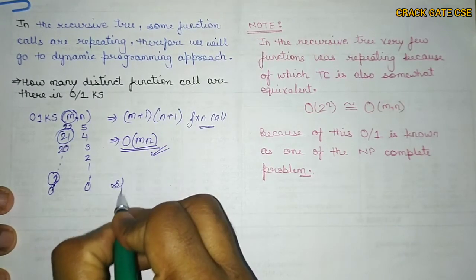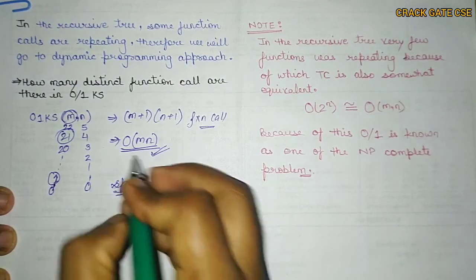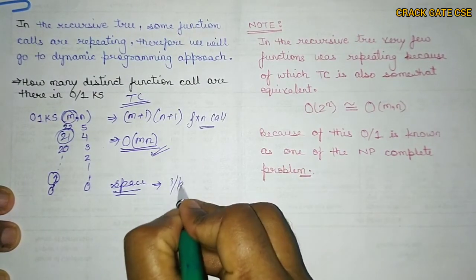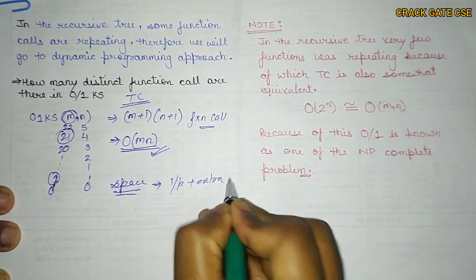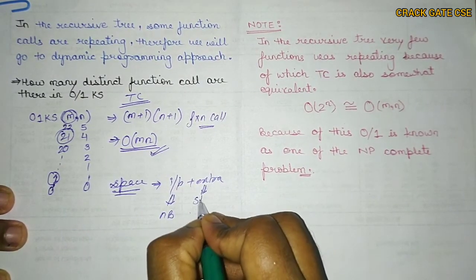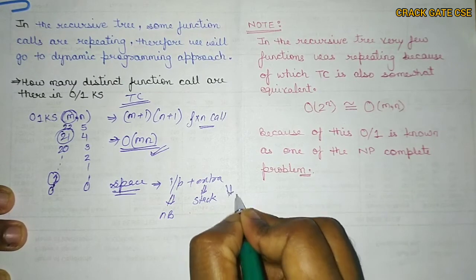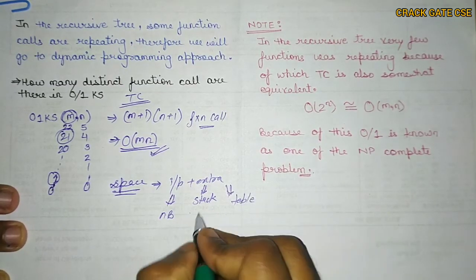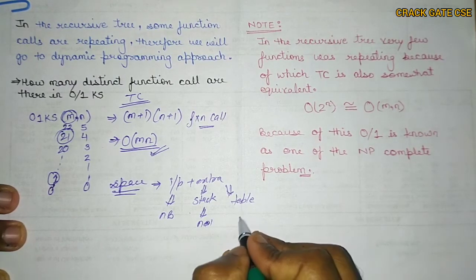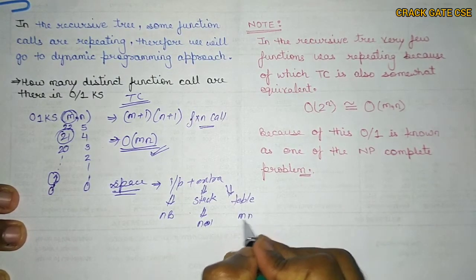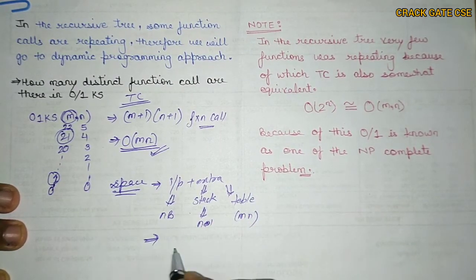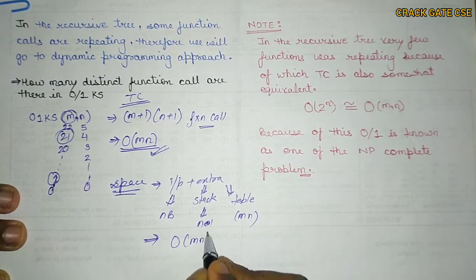Now similarly, if I talk about the space complexity, so this is the time complexity. If I talk about the space, here also it is input plus extra. Input will be nothing but n bytes. In extra I have to take care of the stack and the table that I require to store. So the stack will take n plus 1 units, which is nothing but n bytes only, and the table will require m by n size. So here the space complexity is order of m comma n.